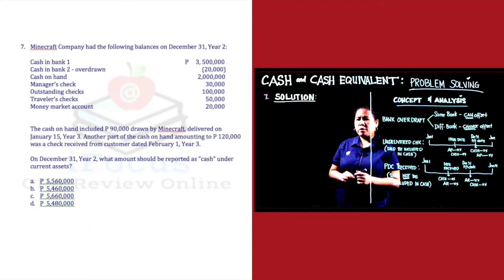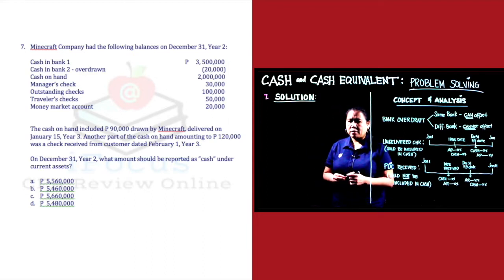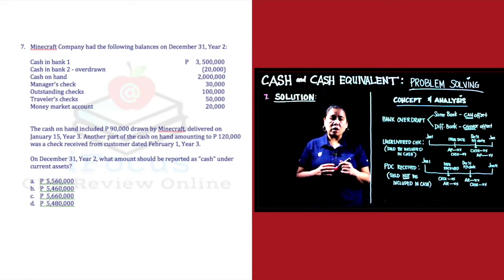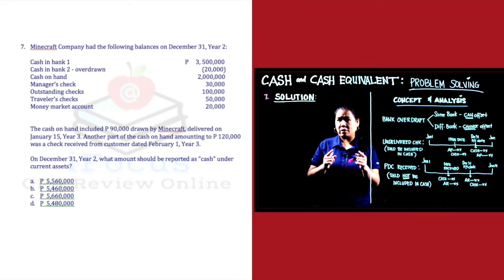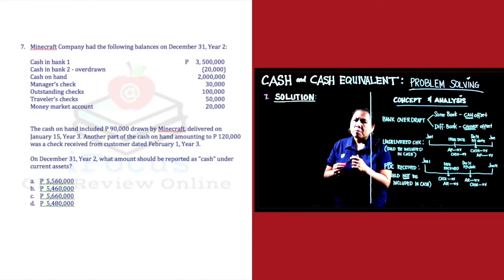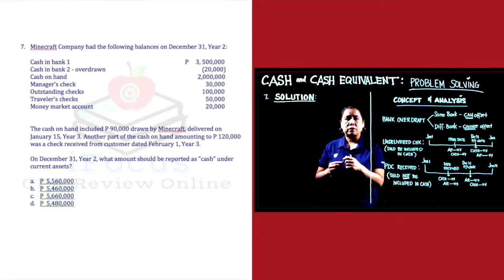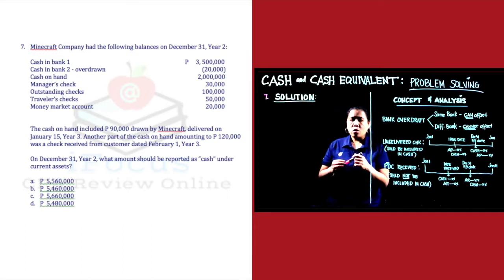Alright, question number 7. So, question number 7, the requirement is, on December 31st, year 2, what amount should be reported as cash under current assets? So, ang tinatanong ng problem ay cash lang. Walang cash equivalent, okay? Minecraft company had the following balances on December 31st, year 2. Cash in bank, number 1, amounting to 3,500,000. Siyempre, kasama yan sa total cash natin.